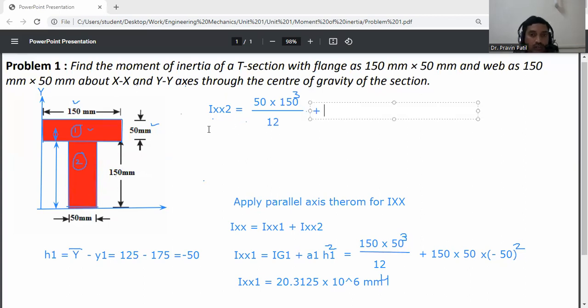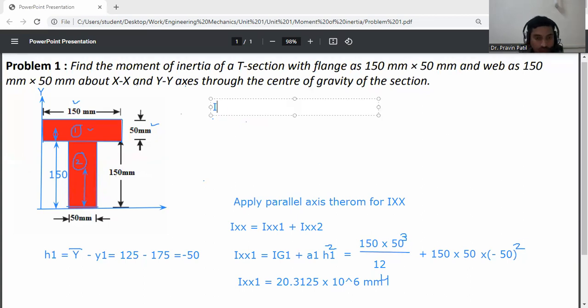First of all, write down the formula: Ix2 is equal to Ig2 plus A2 H2 square. So Ig2 is BD cube by 12. This one is part 2, where B is 50 mm and D is 150 mm.